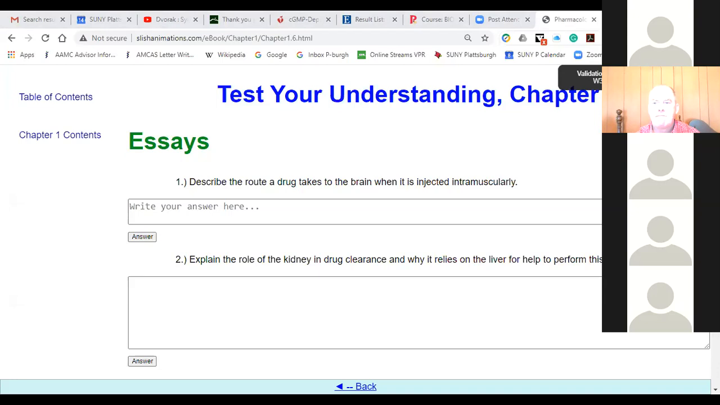It's absorbed in the capillaries to the vein, to the heart, pulmonary circulation, systemic circulation, and then to the brain. Exactly. That's one of my easier questions. That's just to get you some free points, so I don't have to give you bonus points.